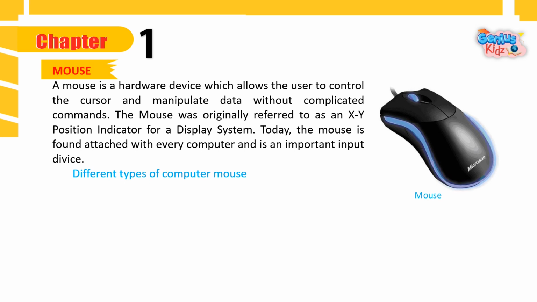Mouse. A mouse is a hardware device which allows the user to control the cursor and manipulate data without complicated commands. The mouse was originally referred to as an XY position indicator for a display system. Today, the mouse is found attached with every computer and is an important input device. Different types of computer mouse.